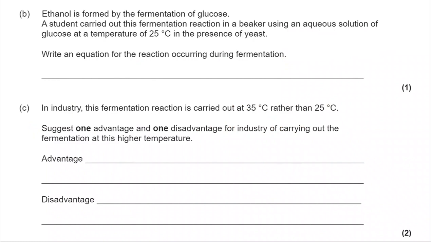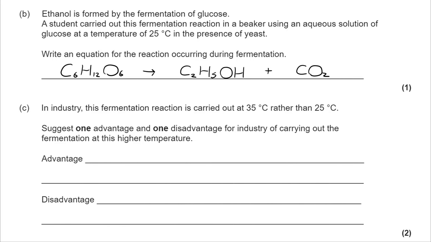A student carried out this fermentation reaction in a beaker using an aqueous solution of glucose at a temperature of 25 degrees C in the presence of yeast. Write an equation for the reaction occurring during fermentation. Now this is one of those that you need to be familiar with, that you do need to be able to replicate. Glucose is C6H12O6 and it's breaking down to ethanol and carbon dioxide.